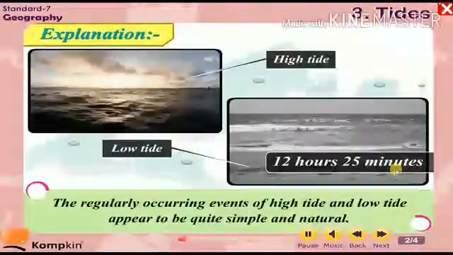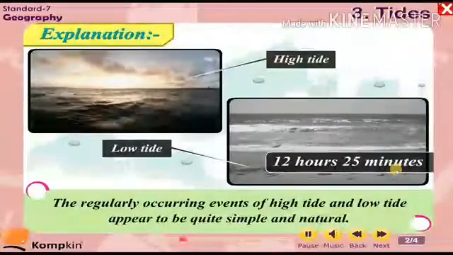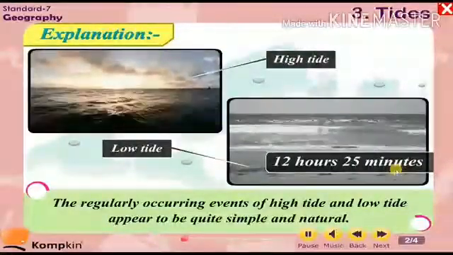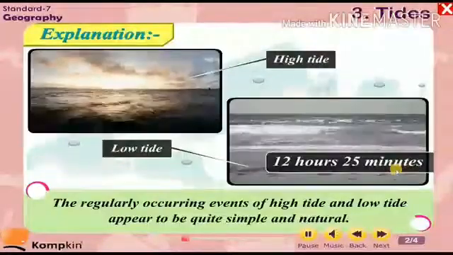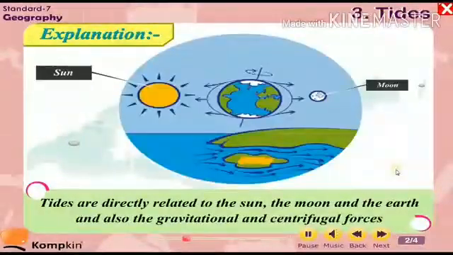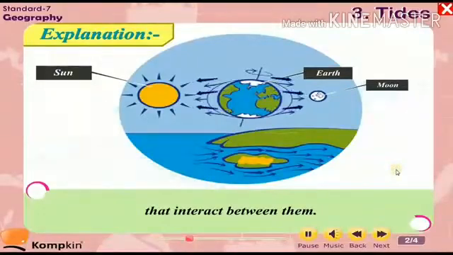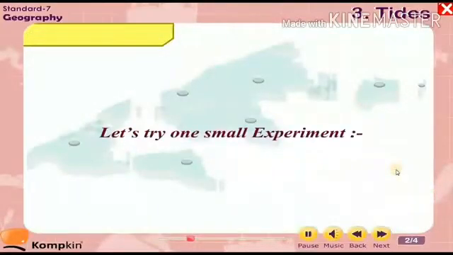The regularly occurring events of high tide and low tide appear to be quite simple and natural. Tides are directly related to the sun, the moon and the earth, and also the gravitational and centrifugal forces that interact between them. Let's try one small experiment.